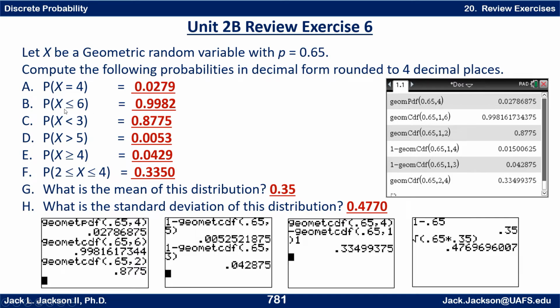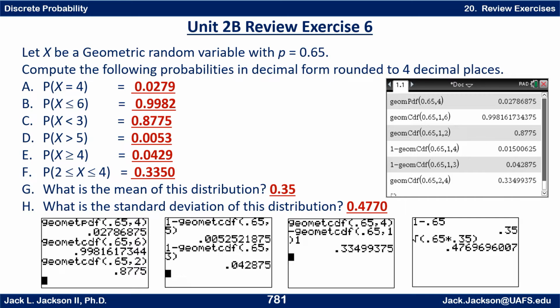Probability that x is less than or equal to a number, that's just going to be a regular CDF. Once again, this one's a geometric, so that's a geometric CDF, 0.65, comma 6, and enter. These are screens from a TI 84 or 83 calculator. You find geometric PDF and geometric CDF under distributions, which is second VARS, and you just arrow up and down until you find these.